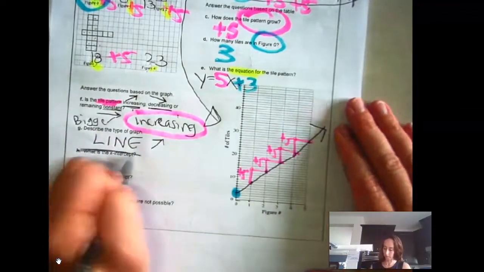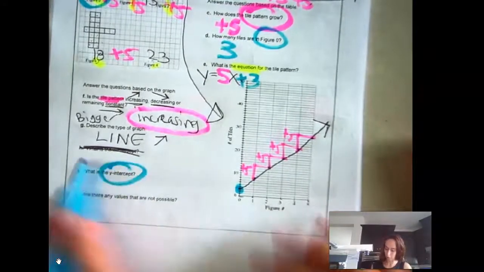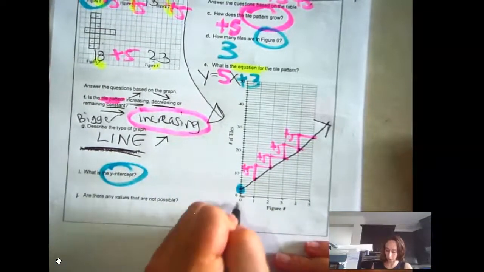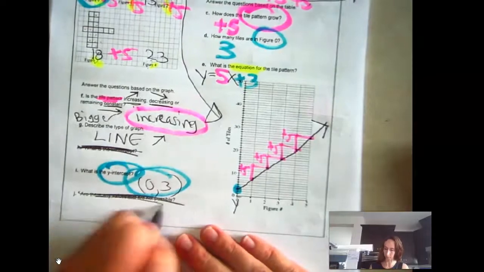All right, I don't care about this. What is the y-intercept? I'm going to do this in blue because the y-intercept is always where it touches the y-axis. So it's just 0, 3. It's your figure 0. Okay, and I don't care about this. All right, let's go to the next page.